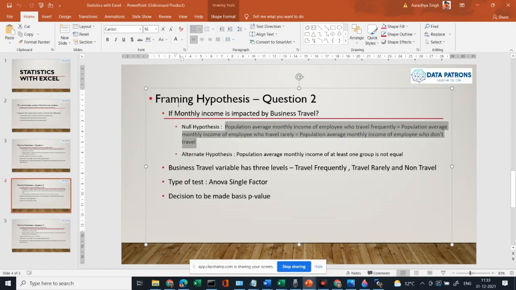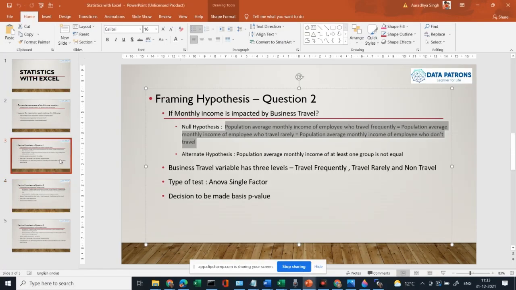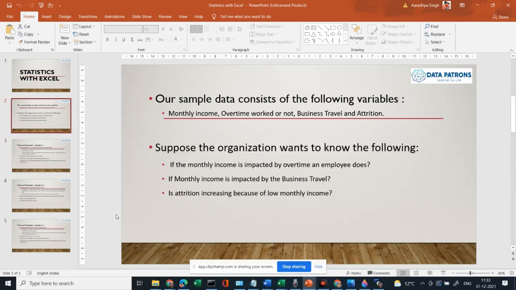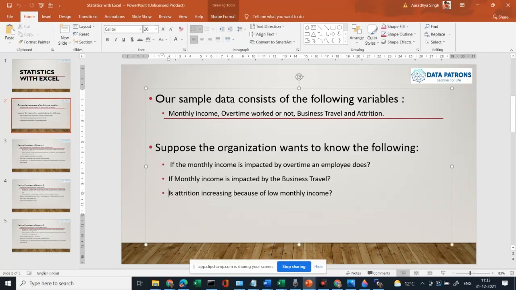We will again connect to talk about the third question in our next video, which will be focusing on understanding if attrition increases because of low monthly income. So this is what we're going to talk about in our next video. Till then, stay tuned.